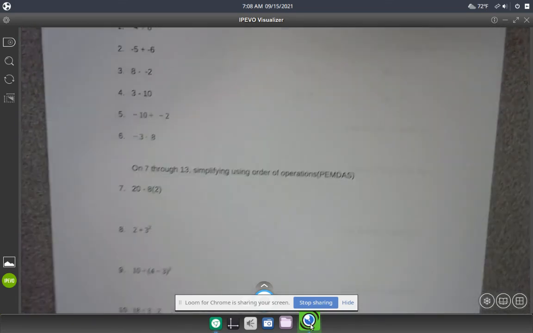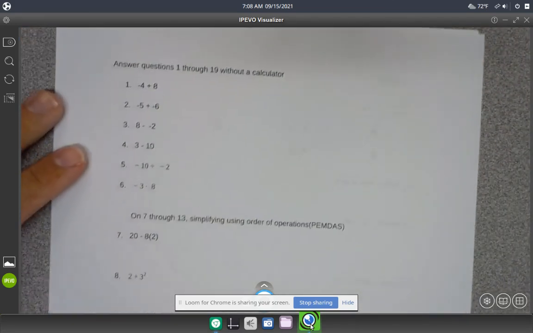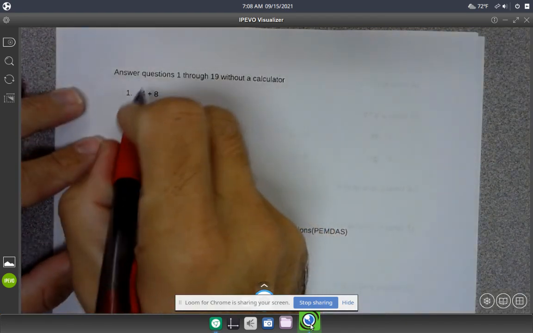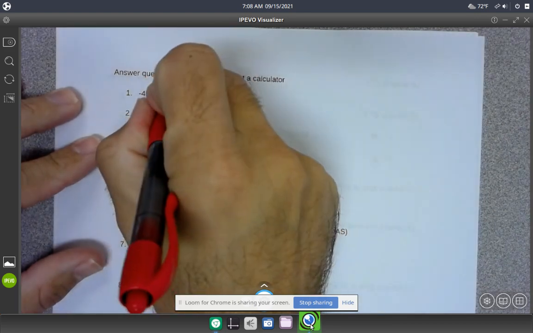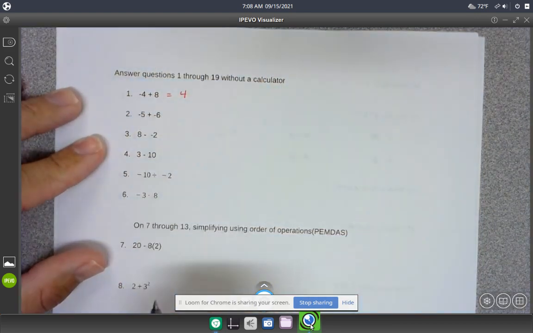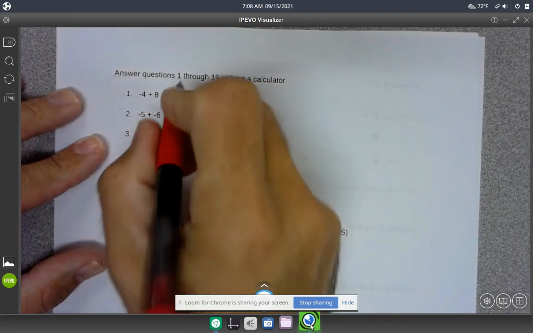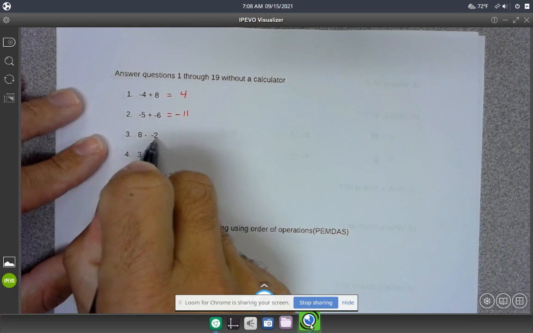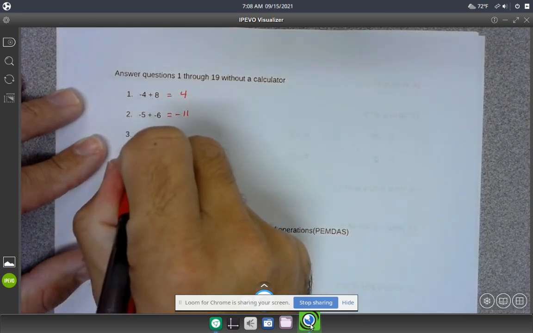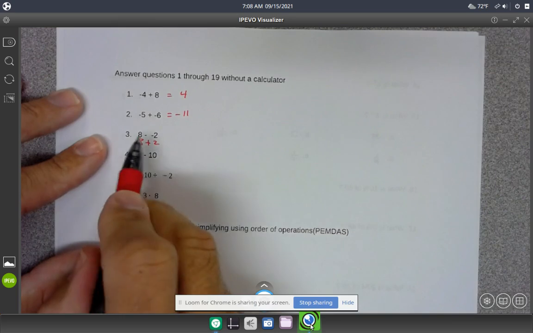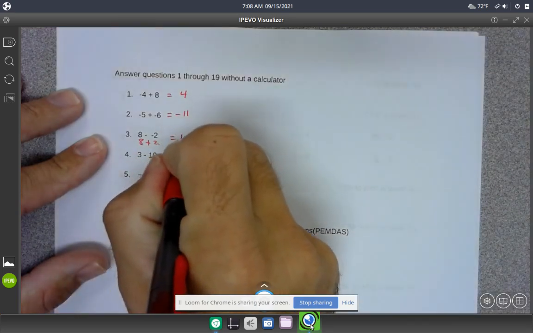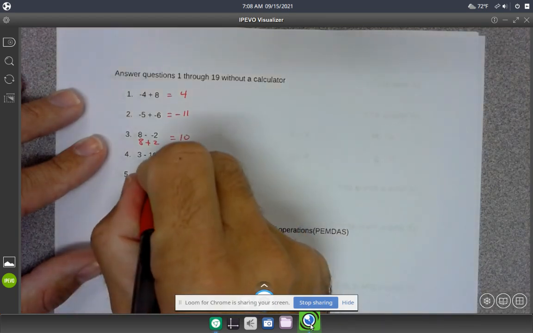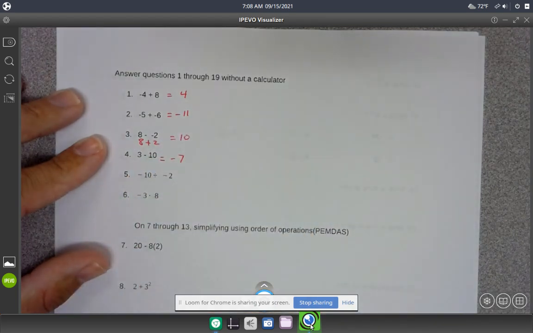All right, so we're going to go through real quick and answer these questions from the quiz. So negative 4 plus 8, that's going to equal positive 4. Negative 5 plus negative 6 is negative 11. 8 minus negative 2, you could rewrite this as 8 plus 2 because you got the double negatives there. So that's equal to positive 10. 3 minus 10, that's equal to negative 7.